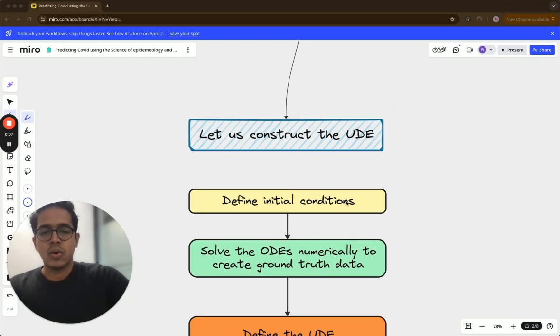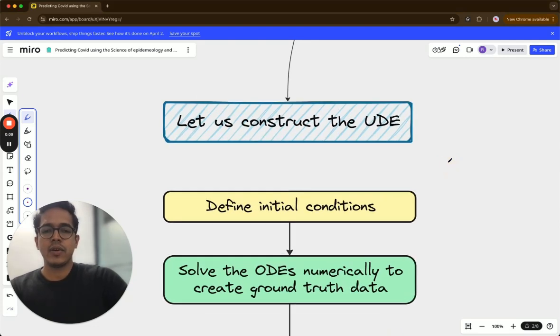So before we write the code, let us think about the steps that we are going to do, right?